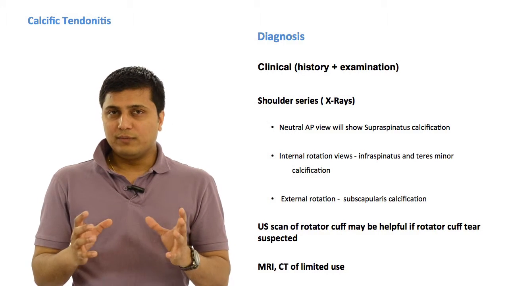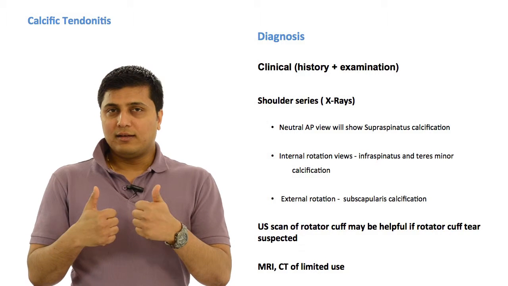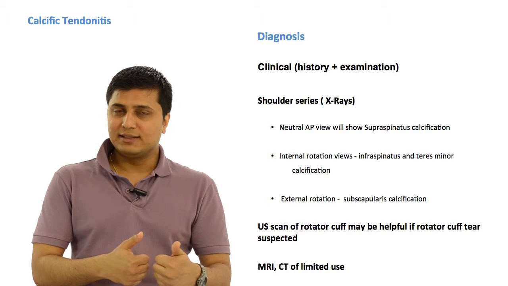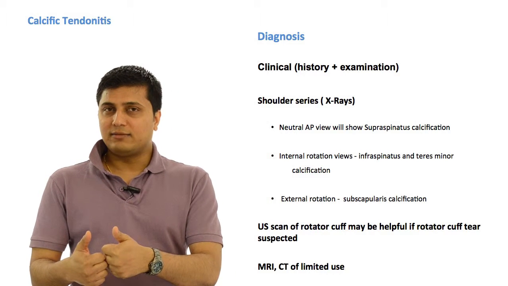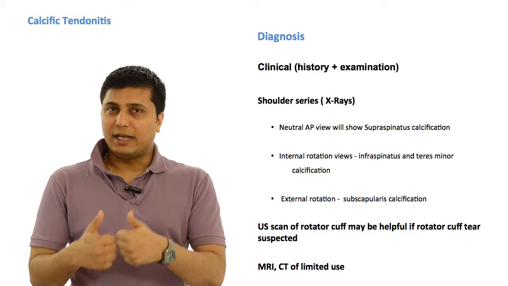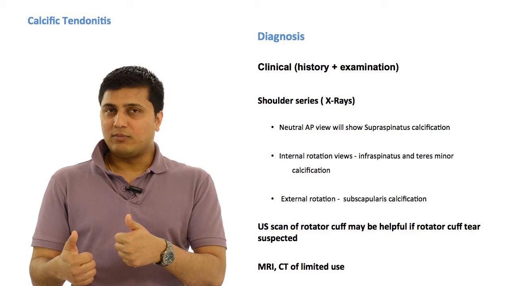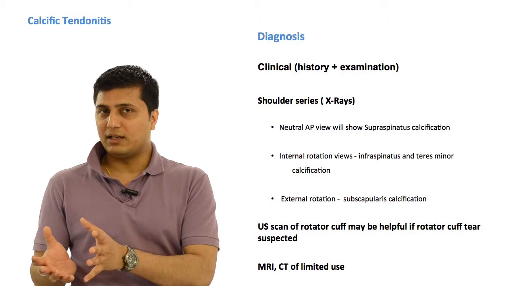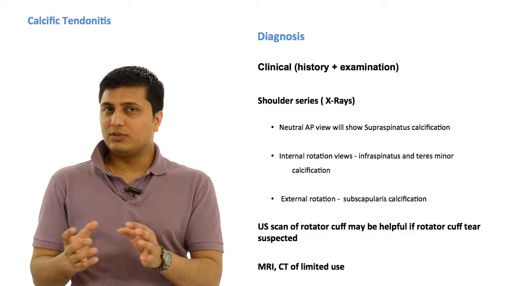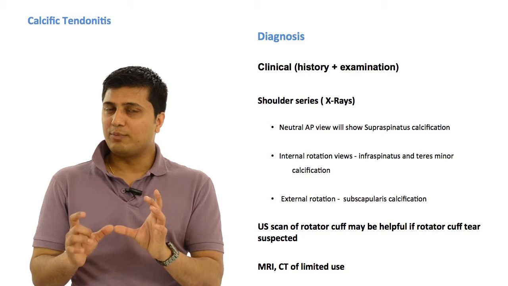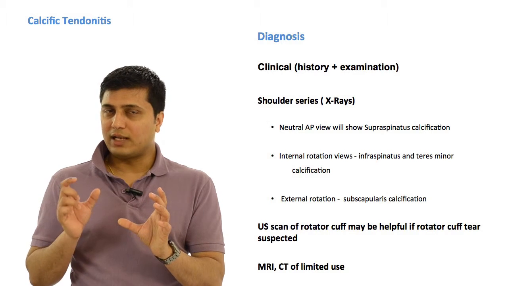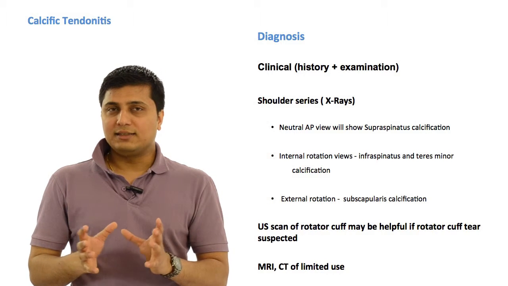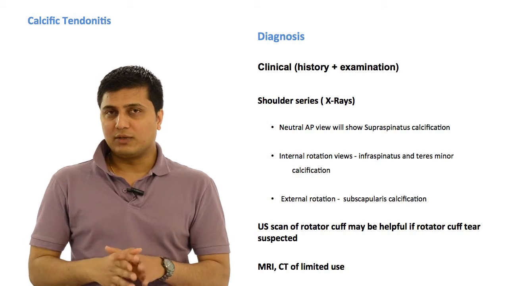Ultrasounds are useful in case you have calcific deposits on X-ray and the patient reports weakness, and you have a positive test for a weak rotator cuff, to diagnose a rotator cuff tear. In some cases, most of the clinical features are suggestive of calcific tendinitis but the X-ray is not conclusive. In those circumstances, ultrasound may pick up the very initial stages of calcific deposits. MRI and CT scan are of not much use in acute calcific tendinitis.